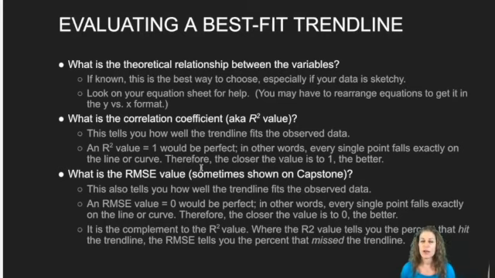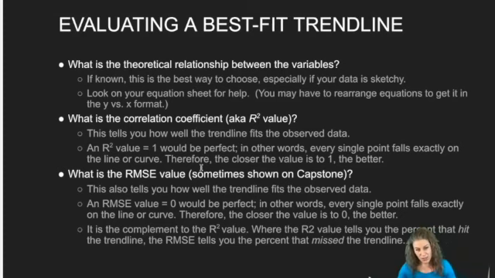Occasionally, you're going to see an RMSE value on Capstone. An RMSE value is actually the inverse of a correlation coefficient. It stands for root mean square. So a root mean square is just saying how far your points are from the trend line. You have 0 points far from the trend line, which is the same as a correlation coefficient of 1.